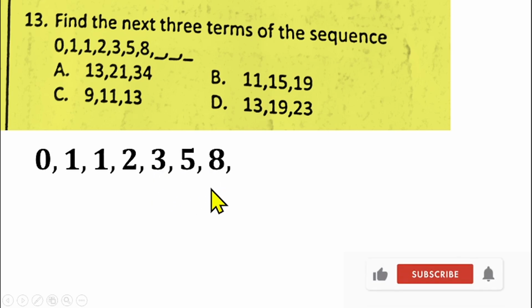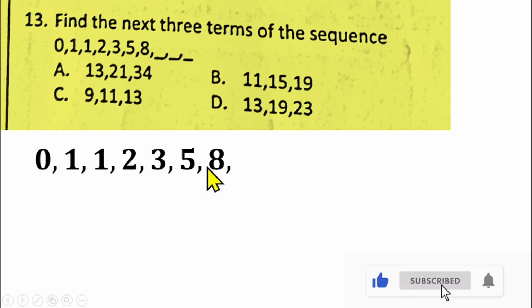That is how they build the sequence. Then the next one, what can you predict the next one to be? The next one will be 5 plus 8. That gives us 13. 13, that's the next one.